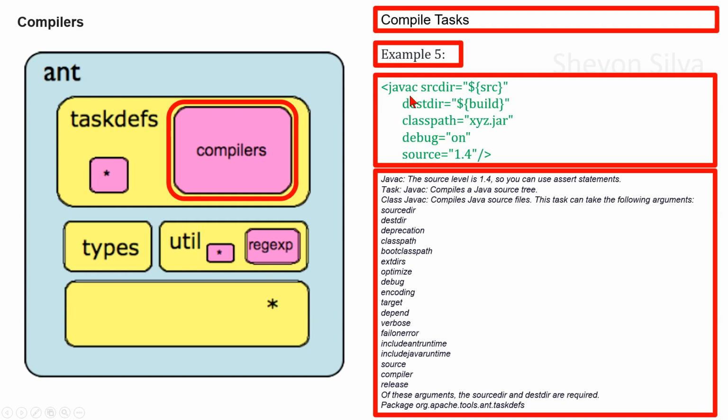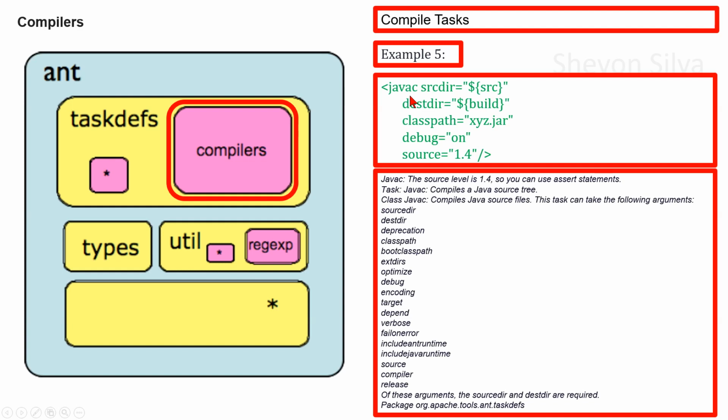This task can take the following arguments: srcdir, destdir, deprecation, classpath, bootclasspath, xdirs, optimize, debug, encoding, target, depend, verbose, failonerror, includeAntRuntime, includeJavaRuntime, source, compiler, release. Of these arguments, srcdir and destdir are required. This is in the package org.apache.tools.ant.taskdefs.